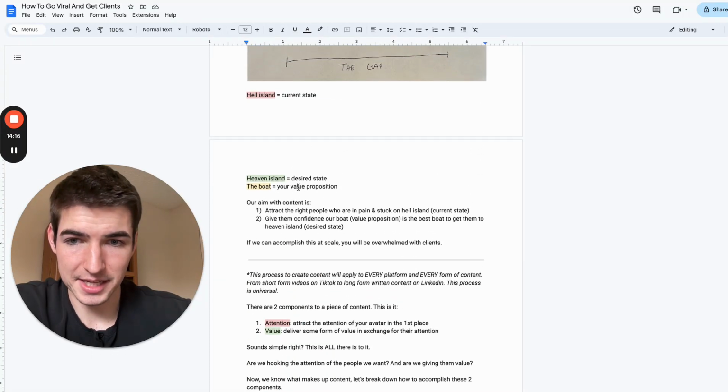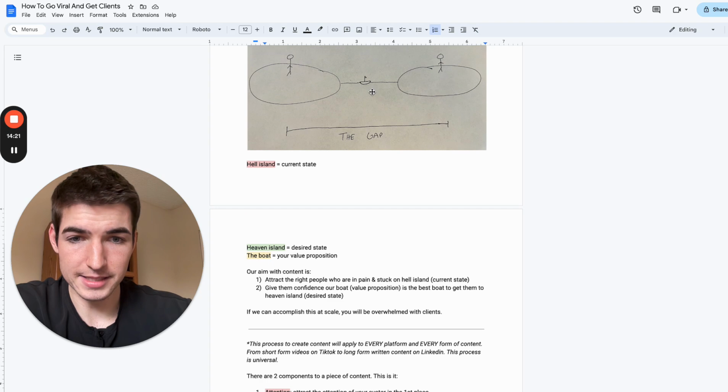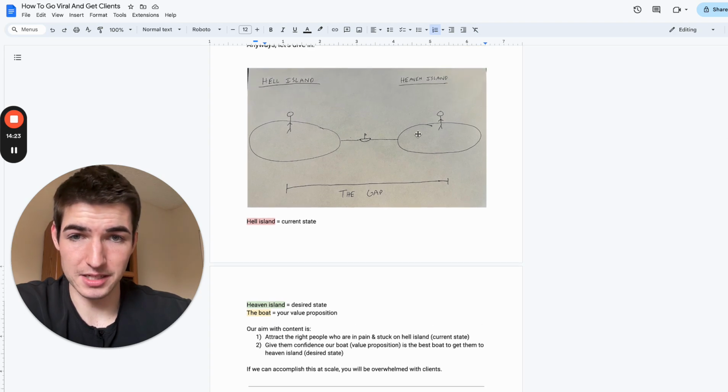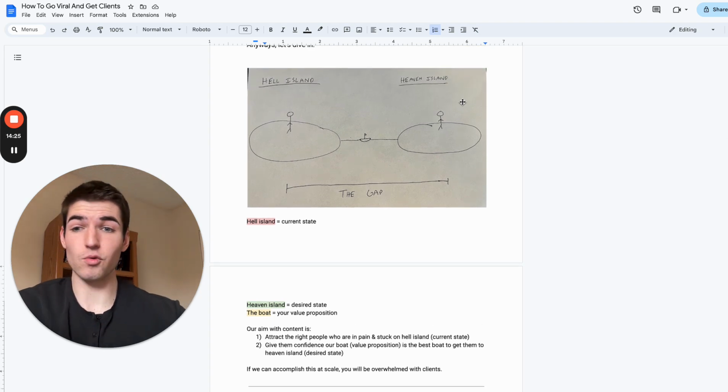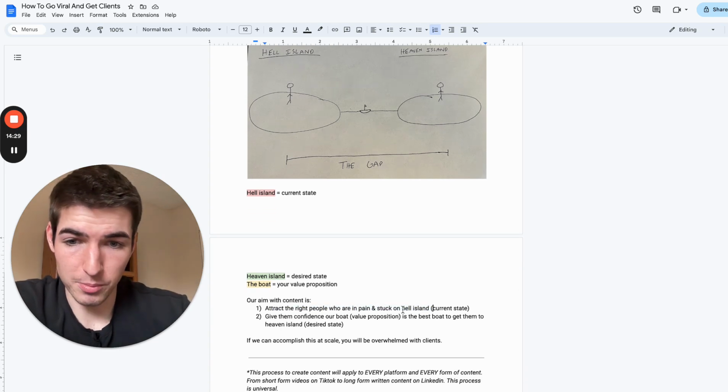Now we know that's not it. We do want to attract the right people, but we still need to give them confidence that our boat is the right boat for them, the best boat to get them to Heaven Island. If we do that through your content, you're going to drive way more clients. All right, you could be doing just one of these right now. Maybe you do have this part down, but you don't have this part down.